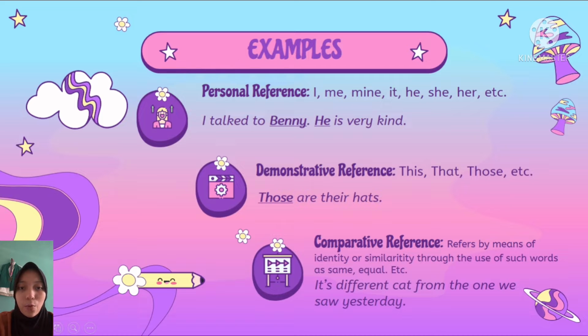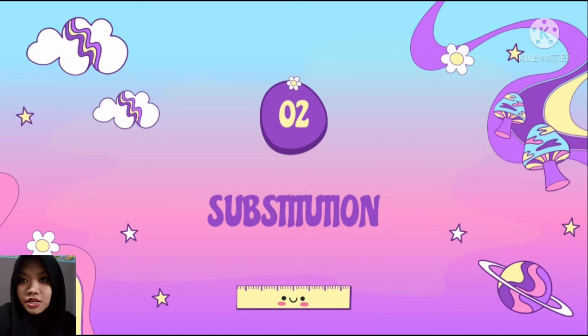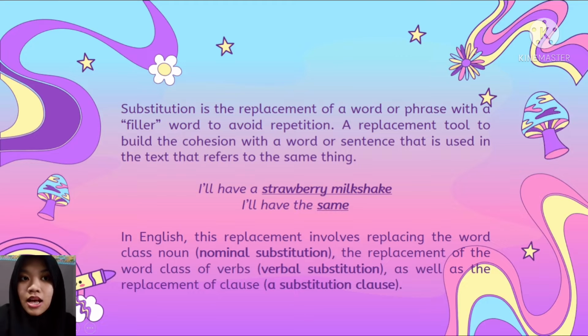And the last, we have comparative reference. Comparative reference refers by means of identity or similarity through the use of such words as same, equal. Example: it's a different cat from the one we saw yesterday. Different is a form of comparison. The cat is being compared between the cat of yesterday and the cat of today. That's all about reference. And the next material is substitution.